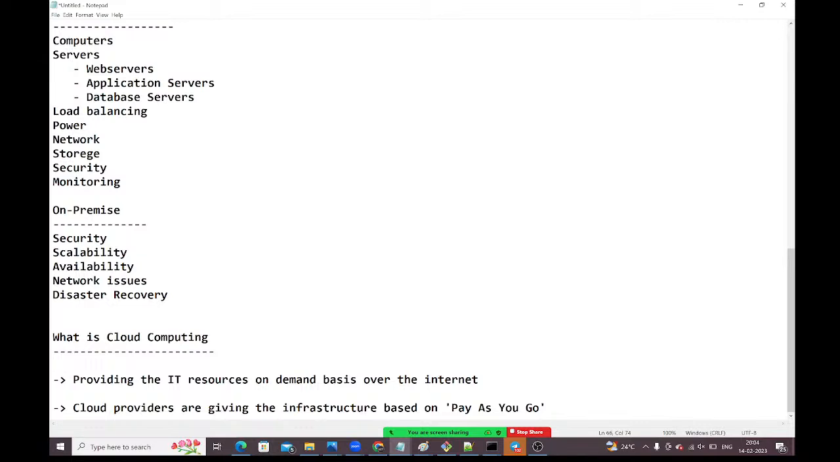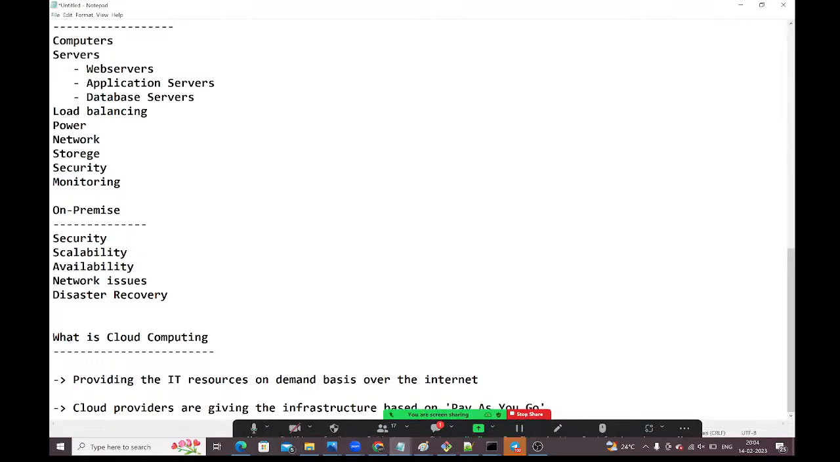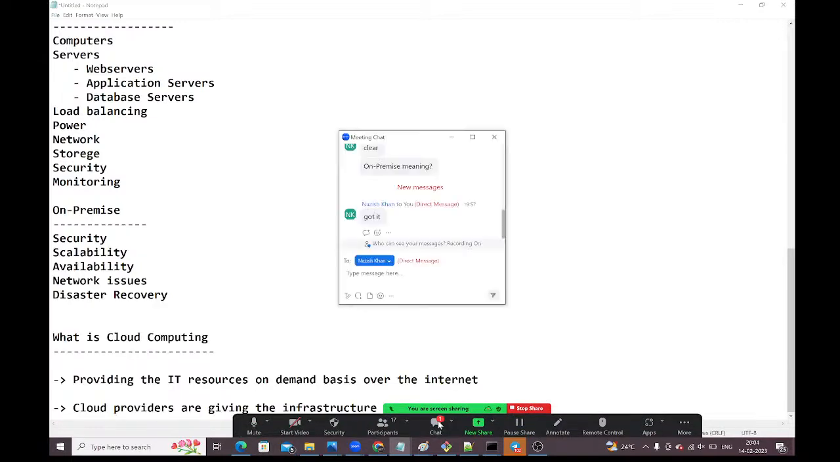What is cloud computing, guys? Providing the IT resources on demand basis over the internet is called cloud computing. Cloud providers are giving the infrastructure based on pay as you go approach. Is it clear, guys? All are following? Only Najish is responding. What about others? Around 15 people are there, but only one person is responding. Other people are following or not?